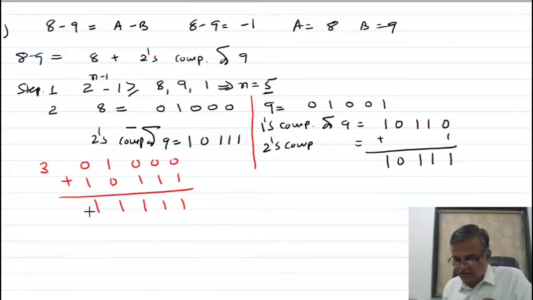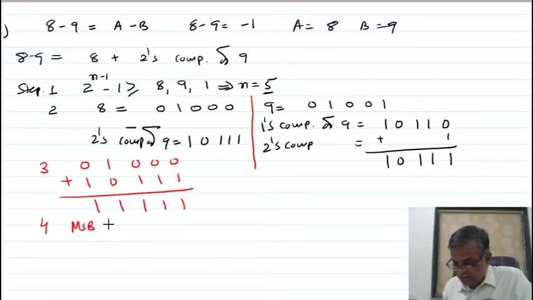How many bits are required? Look here, 5 bits. So 8 should be written in 5 bits, 9 you have to write in 5 bits, and the answer should also be in 5 bits. So there are no carries here. Carry is not generated, so no need to talk about discarding.